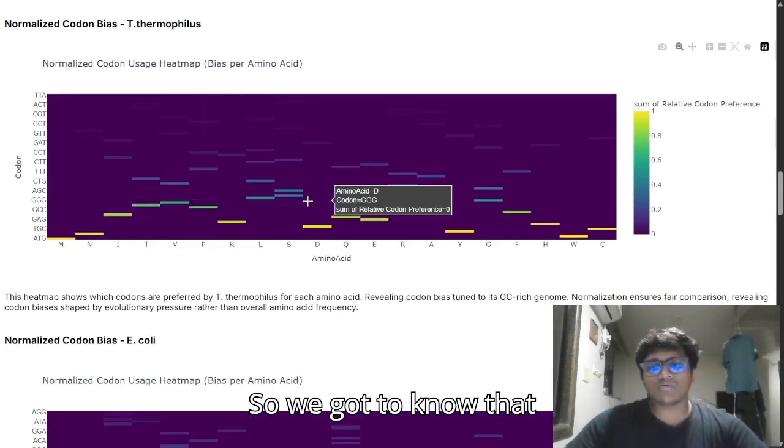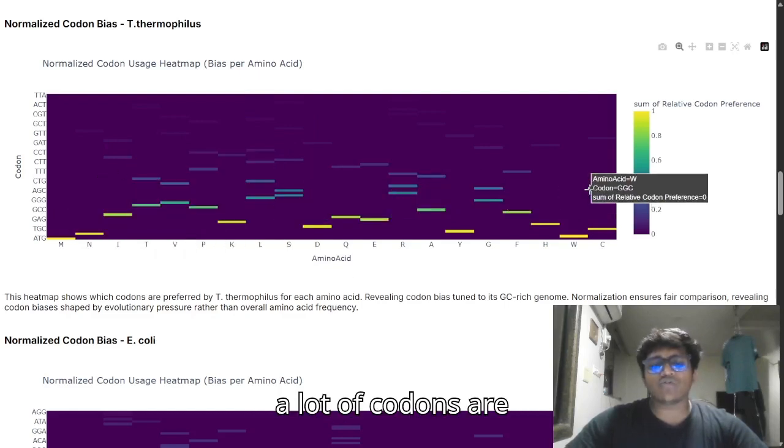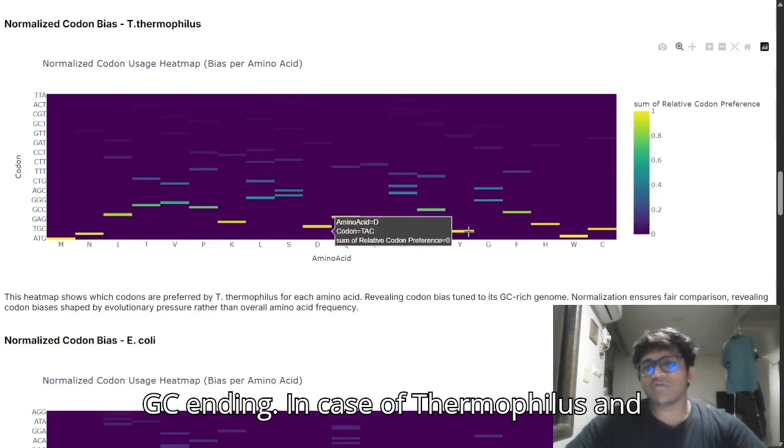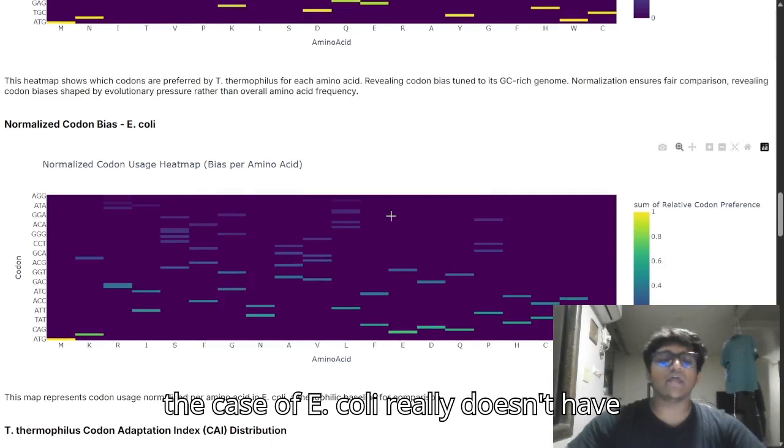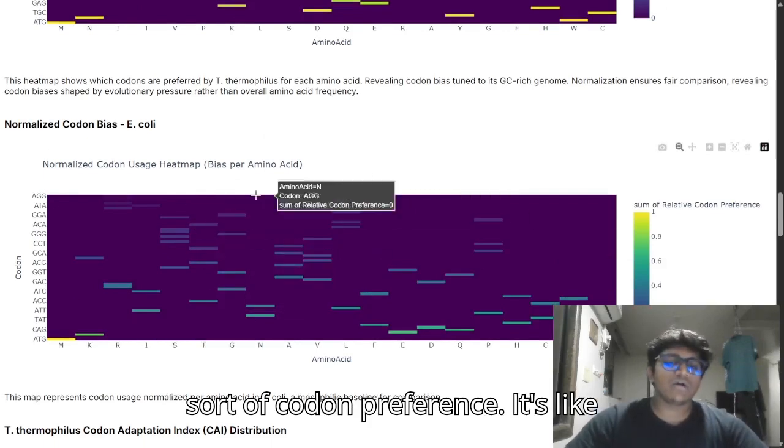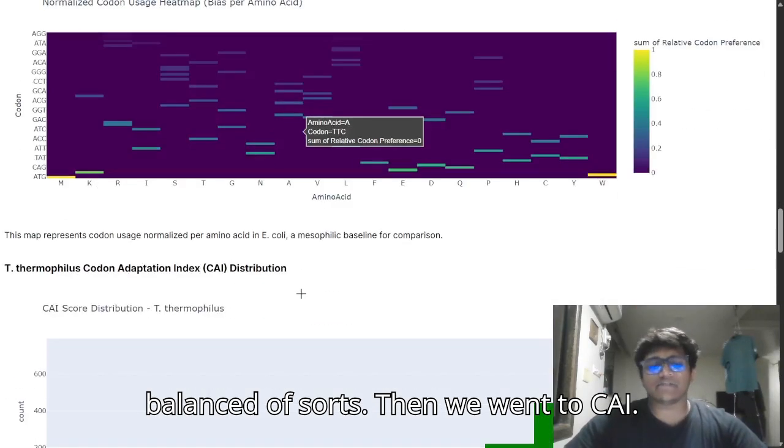So we got to know that a lot of codons are GC ending in the case of Thermophilus, and the relative codon preferences are high for them. But in the case of E. coli, it really doesn't have a codon preference. It's balanced of sorts.